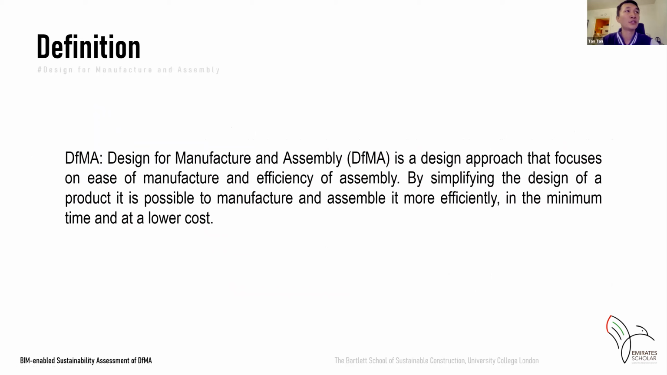Here's a brief introduction about the definition of DFMA. Design for manufacture and assembly is a design approach that focuses on ease of manufacture and the efficiency of assembly. By simplifying the design of a product, it's possible to manufacture and assemble it more efficiently in the minimum time and at a lower cost. This conventional definition is from the construction and manufacturing industry.